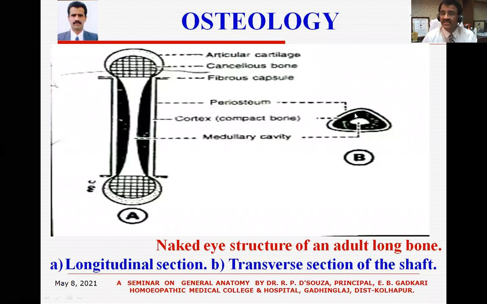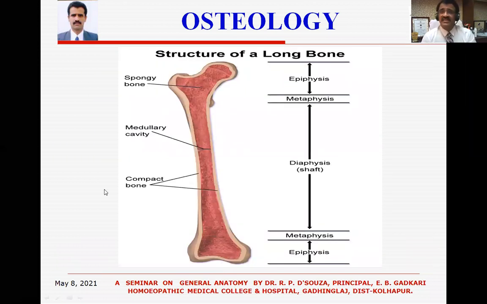Same thing you can see here on the transverse section, cross section. You can see the periosteum, you can see the compact bone of cortex, and inside you can see the medullary cavity. It's very easy to understand. Well, here also you can see the same structures in the two ends. This is a femur image. You can see the upper end there is a spongy bone. In the lower end also there is a spongy bone. But in the center and the covering of ends also, you can see the compact bone. And inside you can see the medullary cavity.